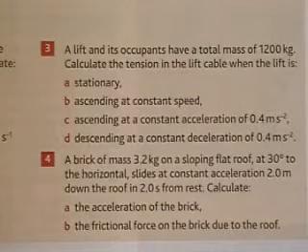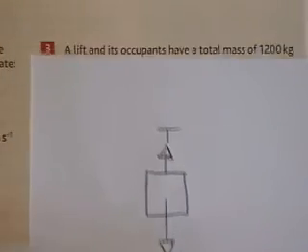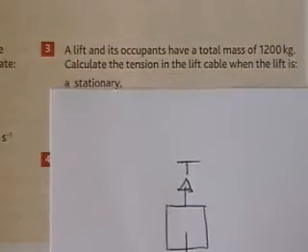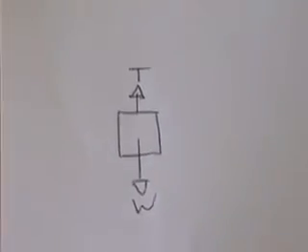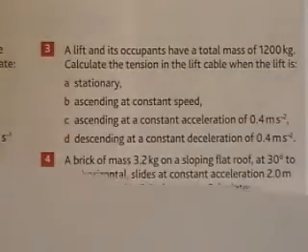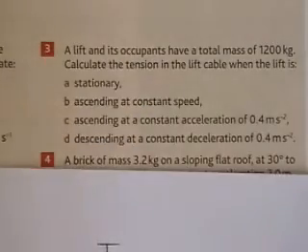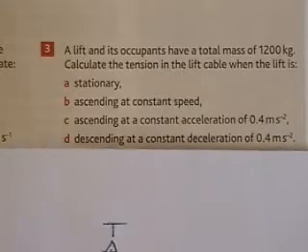For question 3, the important thing to realise is that it's all about two forces. There's the weight acting downwards and there's the tension acting upwards. Now the weight never changes. It tells you the mass of the lift and the people in it, and if you know the mass of anything in kilograms, you can always find its weight in newtons. So you work out the weight, and then we think the weight's acting downwards, the tension's acting upwards.